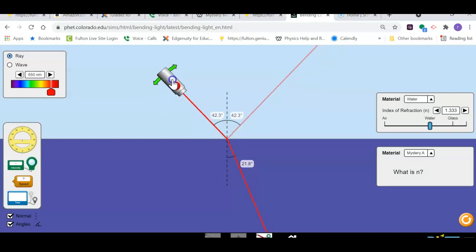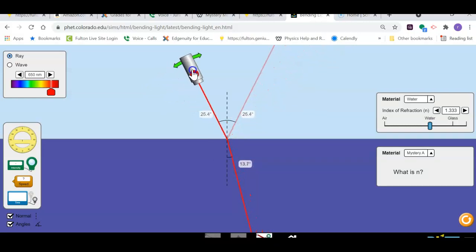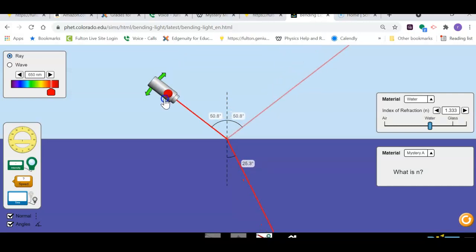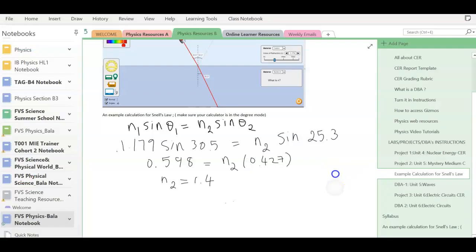And I want to make sure that I change theta 1 by a significant amount. So maybe I want to start somewhere at 10 or 15, something like that, and then take 5 different values, okay? So every time record theta 1 and theta 2. So take at least 5 different values of theta 1 and theta 2. So now once we have these values, how are we going to determine the refractive index of the second medium?